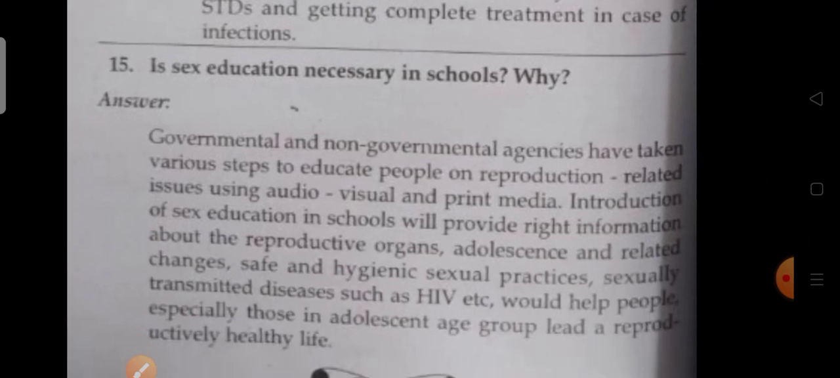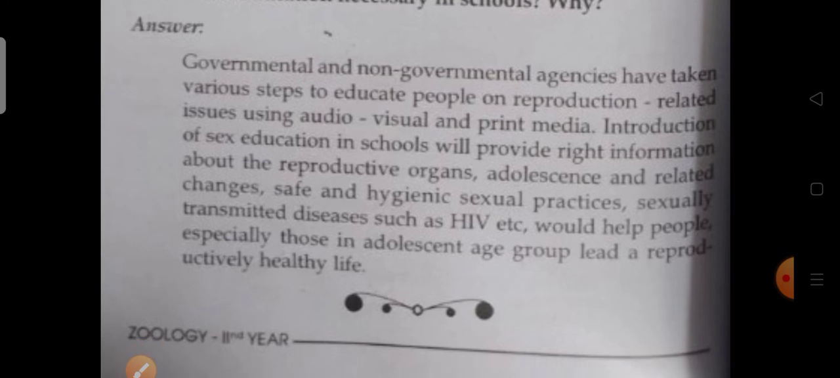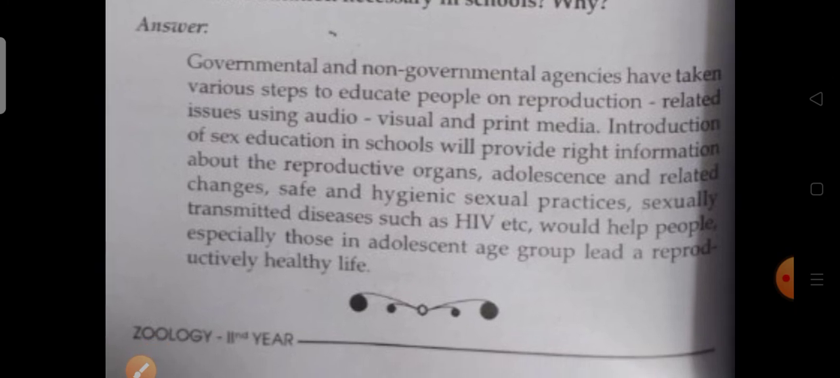Next, why is sex education necessary in schools? Governmental and non-governmental agencies have taken various steps to educate people on reproduction-related issues using audio, video, and print media. Introduction of sex education in schools will provide right information about the reproductive organs, adolescence and related changes, safe and hygienic sexual practices, and sexually transmitted diseases such as HIV. It would help people, especially those in the adolescent age group, lead a reproductively healthy life.